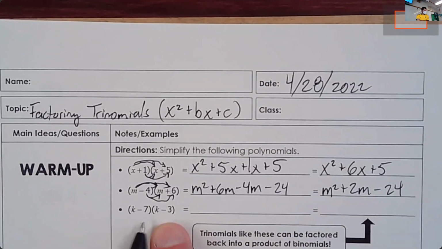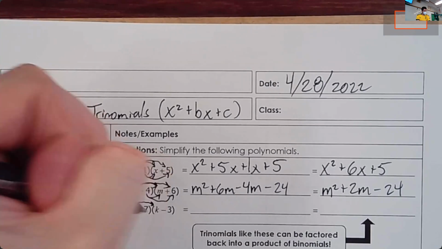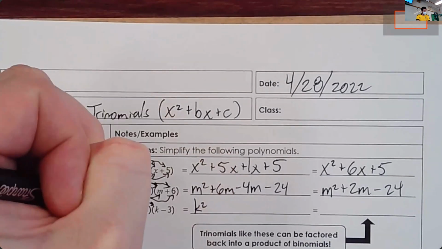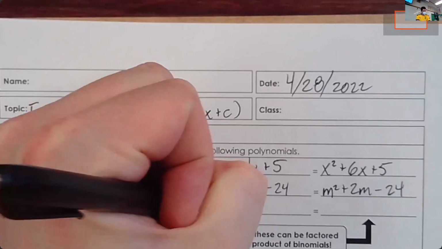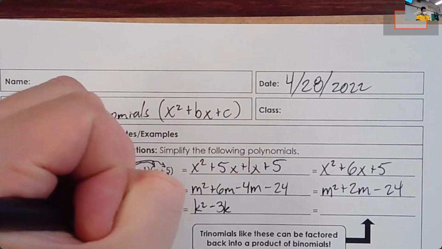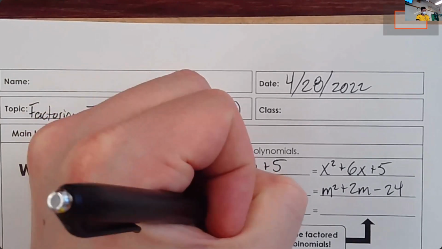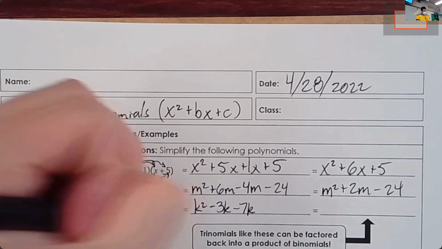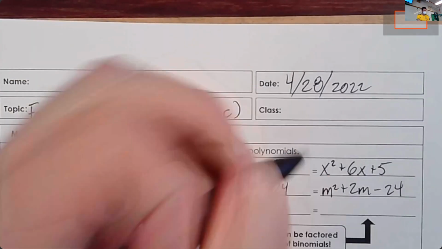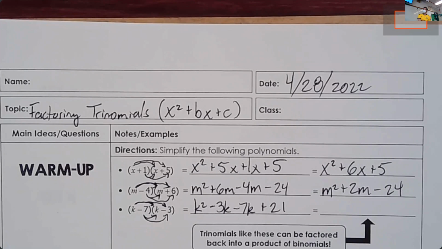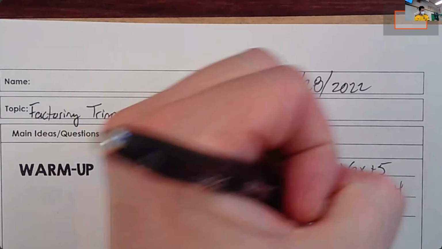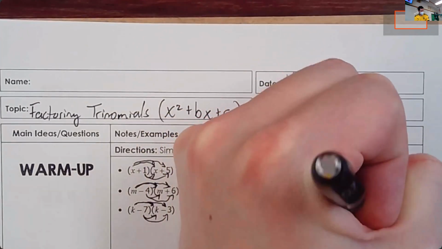The last one here on our warm-up, k times k, first times first, k squared. Outer, k times negative 3, minus 3k. Inner, negative 7 times k, minus 7k. And then last, negative 7 times negative 3 is positive 21. Add the two numbers in the middle together, negative 3 and negative 7, that's negative 10. And so we get k squared minus 10k plus 21.